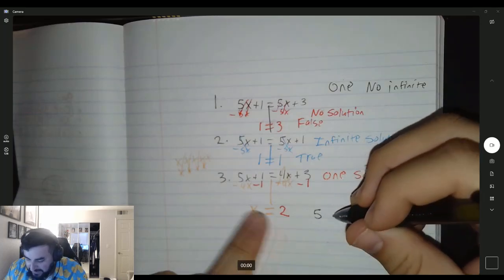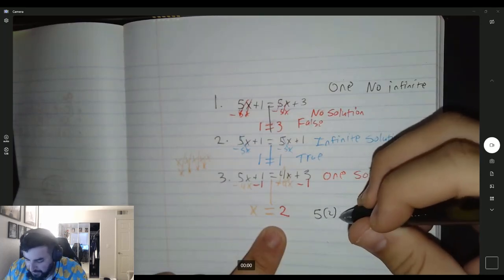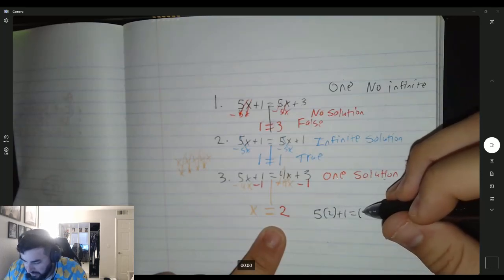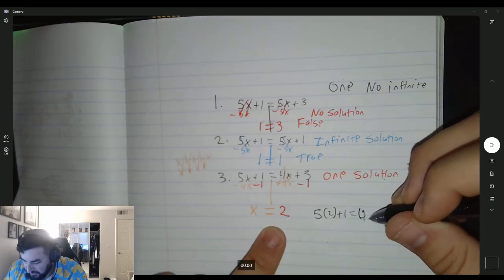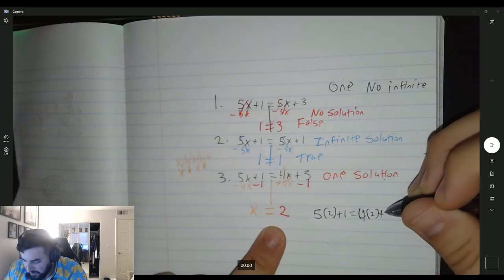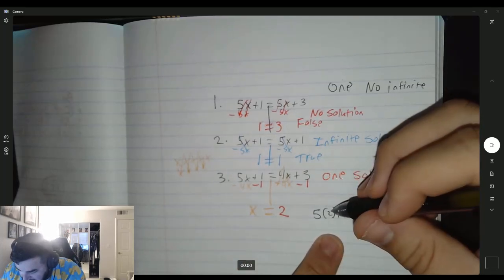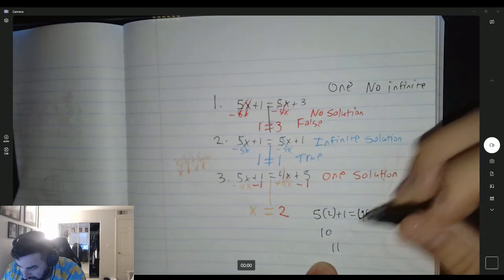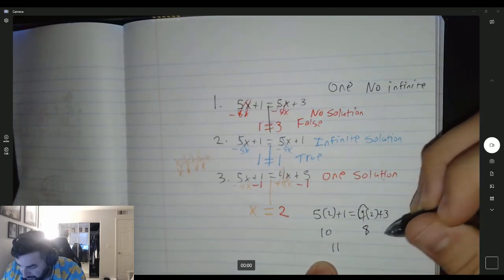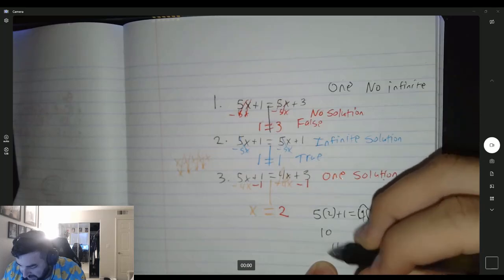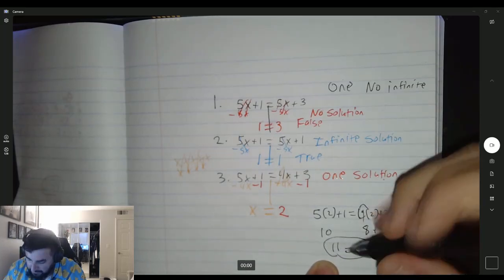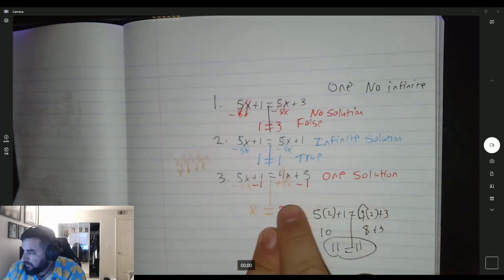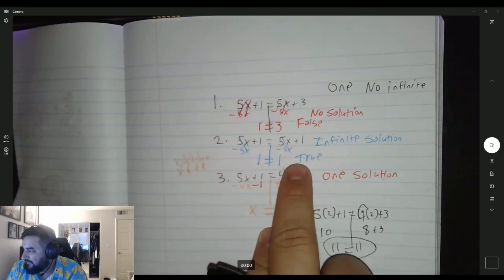So 5 and x is 2. Substitute the 2 plus 1 equals, substitute the x with the 2 again, plus 3. So let's see, 2 times 5 is 10, plus 1 is 11. 4 times 2 is 8, plus 3 is also 11. So that is why x right there would be our 1 answer. So this 3 was our 1, this one was infinite, this one was no.